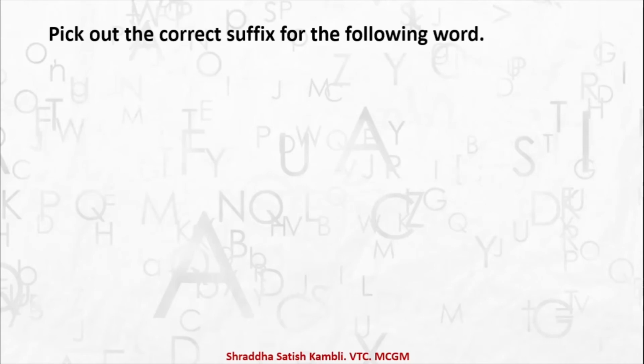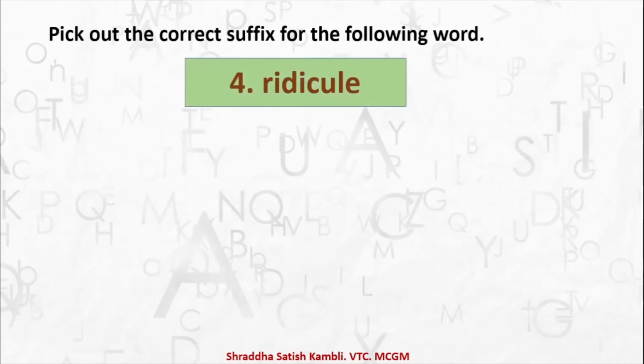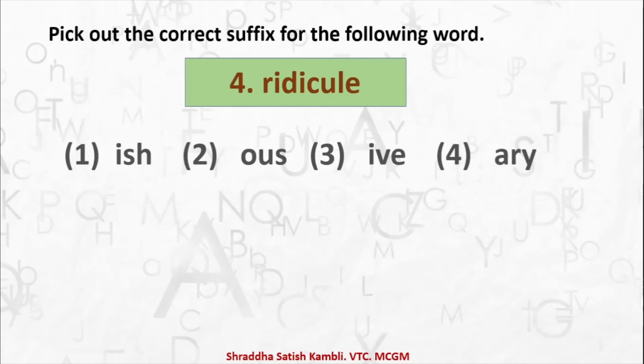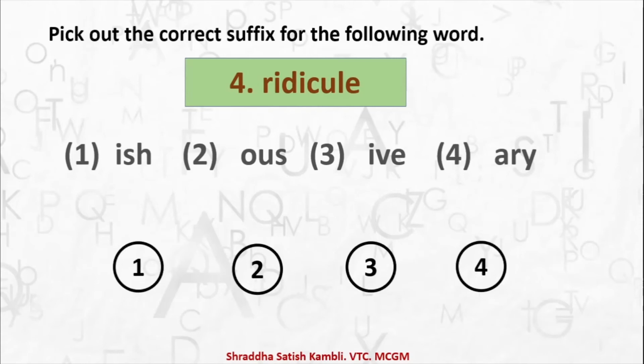Come to the next one, question number 4. So you have the word ridicule. Okay, so look at these suffixes which you could attach, the possible options. Is it ISH, OUS, IVE or ARY? Yes, it is OUS. The answer is answer number 2, and the answer which you will arrive at is ridiculous.